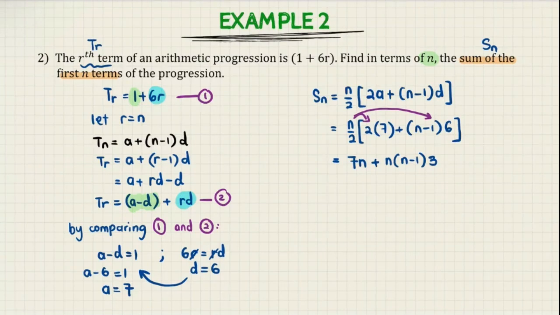Okay. Okay, seterusnya we have 7n plus 3n squared minus 3n. So the final answer of Sn will be 3n squared. 7 tolak 3 dapat positif 4. So plus 4n. So that will be our final answer.